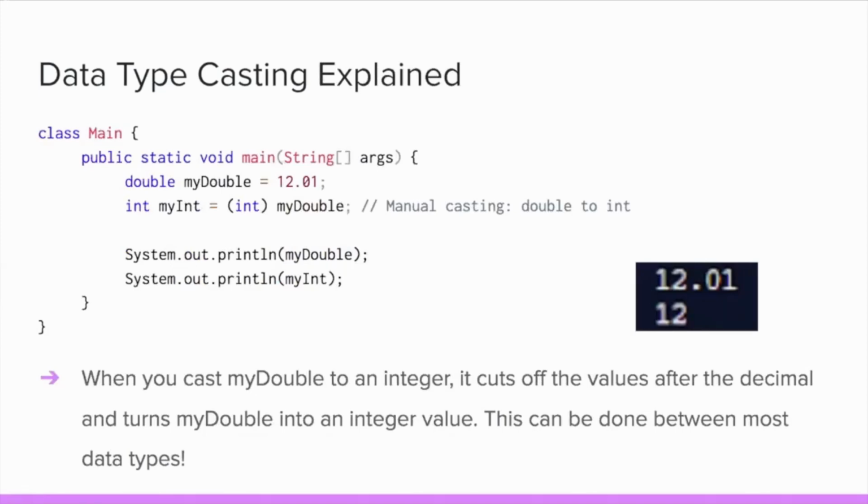When you ran the code above, you might have noticed that although your double had the value 12.01, the print statement containing myInt only printed 12. This is because when you cast myDouble to an integer, it cuts off the values after the decimal point and turns myDouble into an integer. This same principle can be applied between most data types.